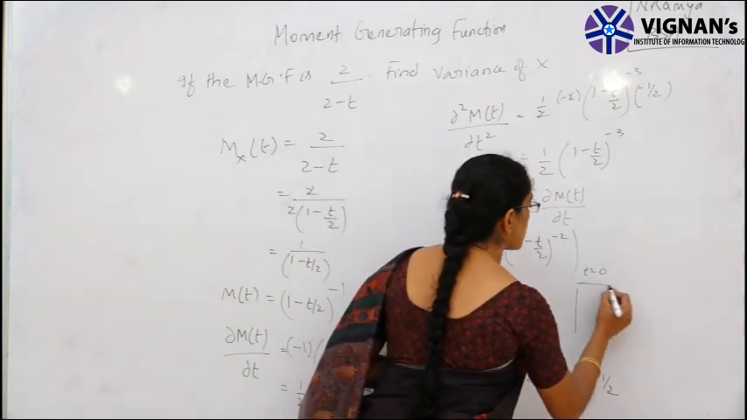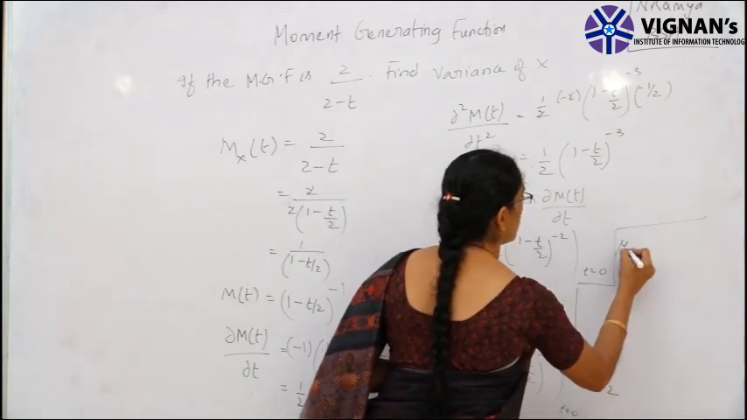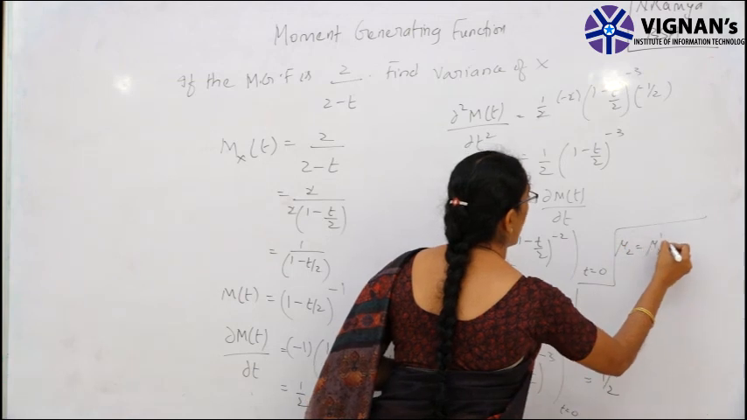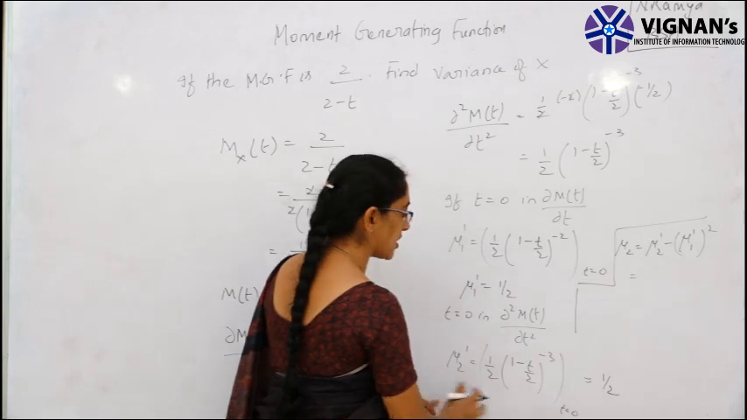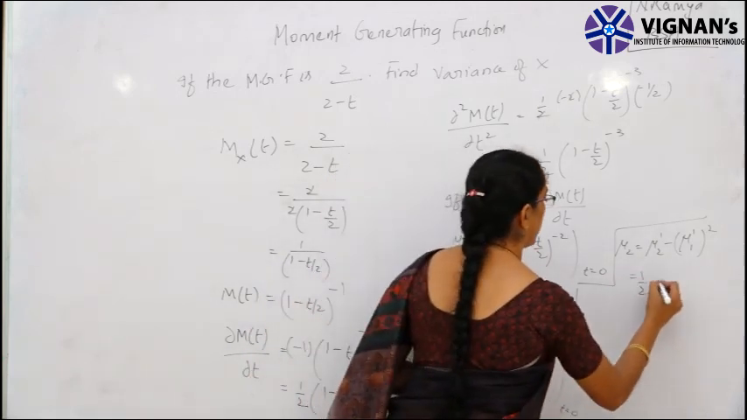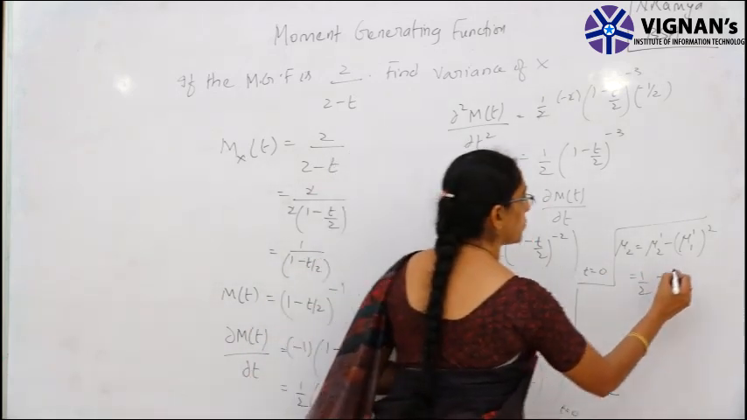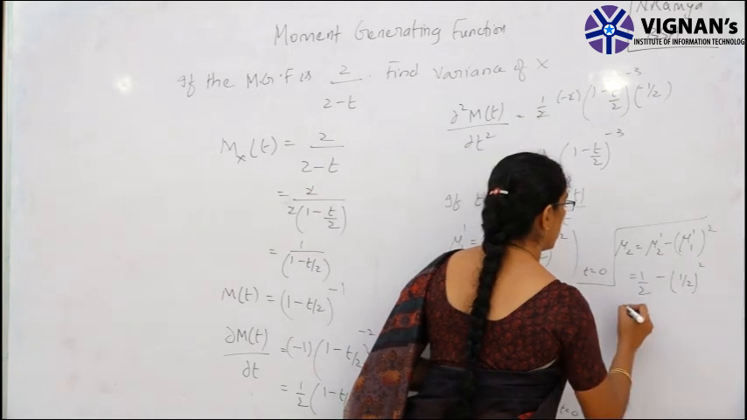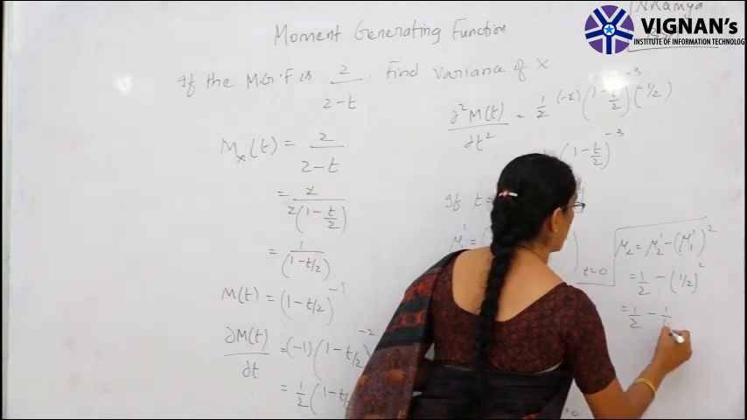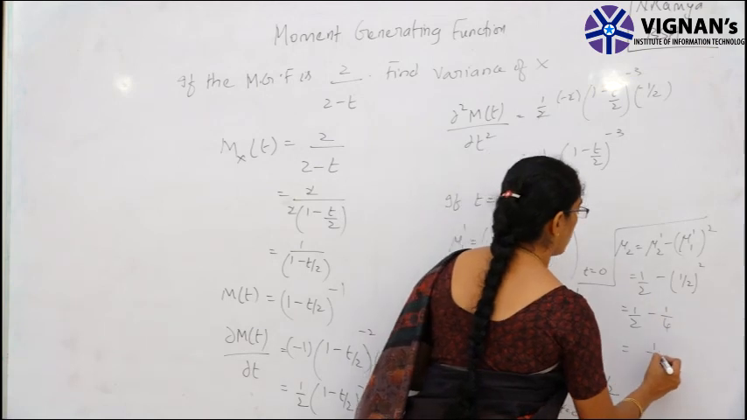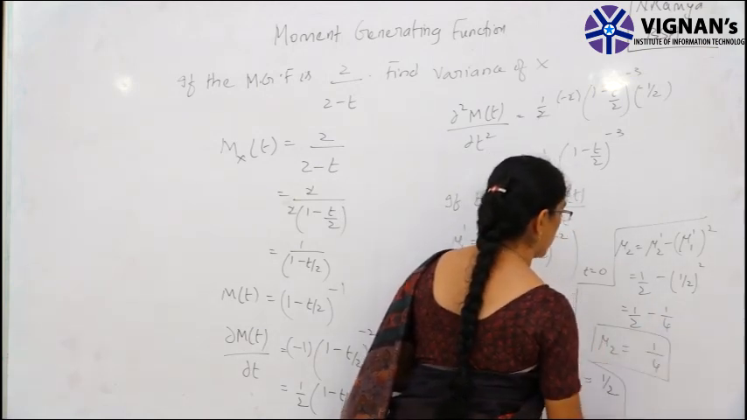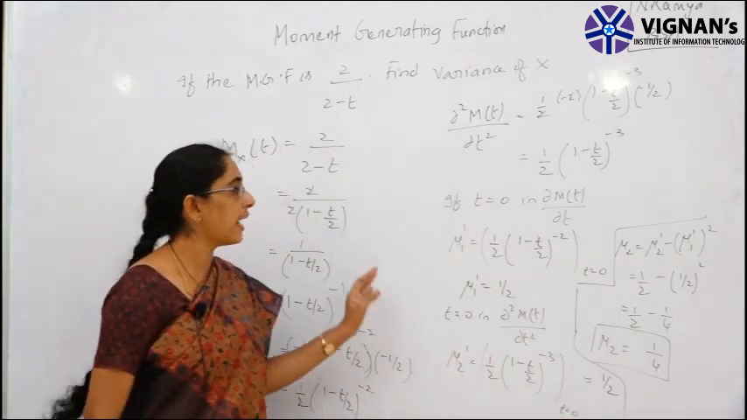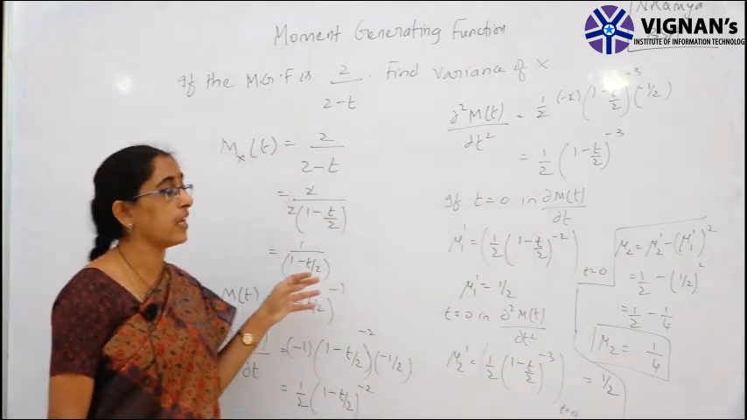Now variance in terms of moments is given as mu 2, that is mu 2 dash minus mu 1 dash whole square. What is mu 2 dash here? 1 by 2, minus, what is mu 1 dash? 1 by 2 whole square. It is nothing but 1 by 2 minus 1 by 4, which is 1 by 4. So therefore the variance is 1 by 4. So like this we can obtain the mean and variance from the moment generating function.